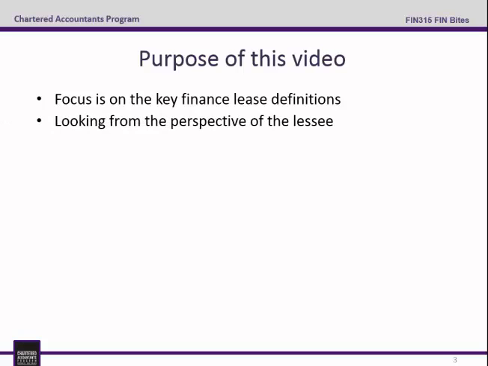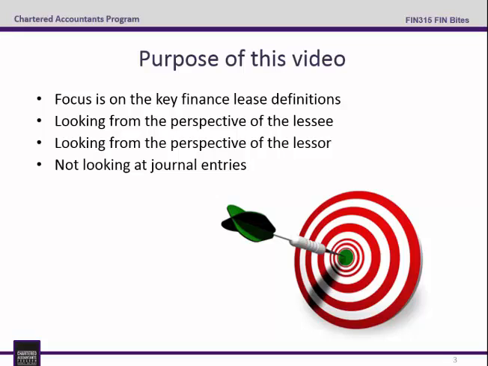I'm going to be looking at the definitions from the perspective of the lessee, and then also from the perspective of the lessor. But I'm not going to be looking at journal entries today, because some other videos will help you with those, along with the activities and worked examples in Unit 12. So understanding these definitions is really critical in doing the correct accounting for the lessee and lessor. Hopefully through these videos, I'm going to help you understand what they mean and simplify these definitions for you.